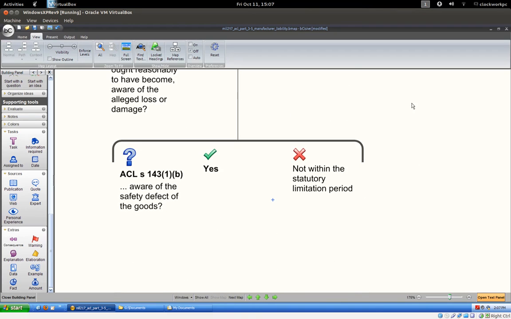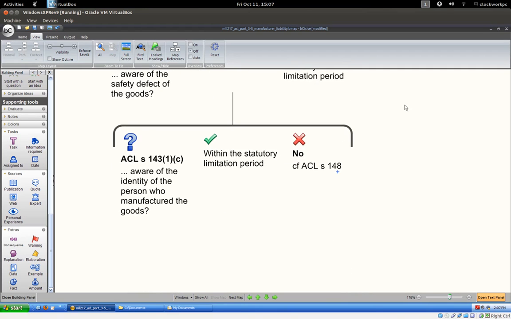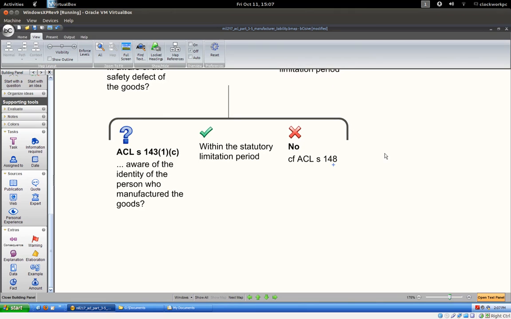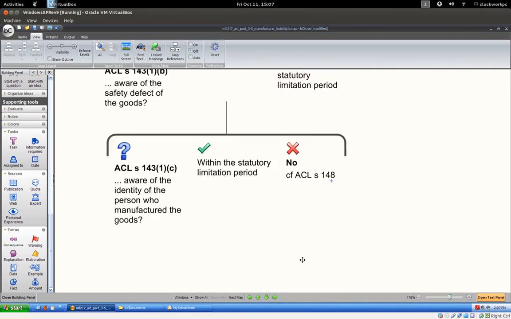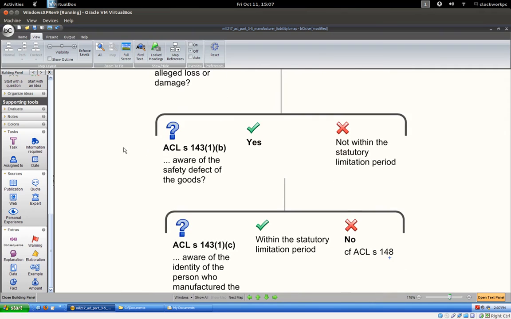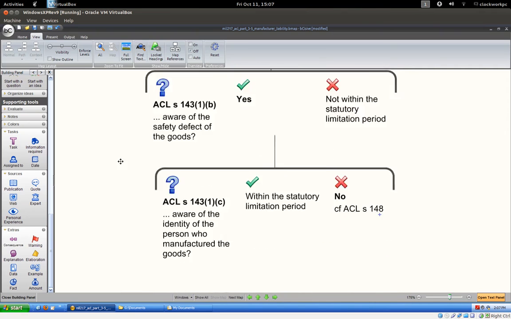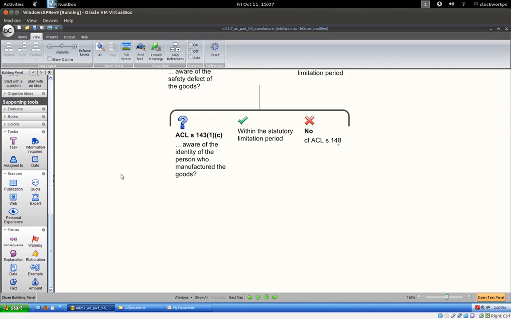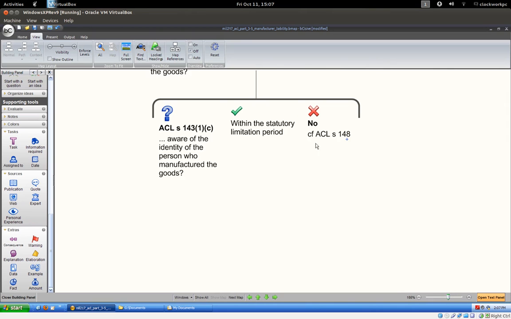In addition to that, that the plaintiff became aware of the safety defect of the goods within 3 years, so that's 143(1)(b), and 143(1)(c), that the plaintiff became aware of the identity of the person who manufactured the goods. And if all those three things, became aware of the alleged loss or damage, became aware of the safety defect of the goods, and became aware of the manufacturer's identity, then the statutory limitation period has been met.